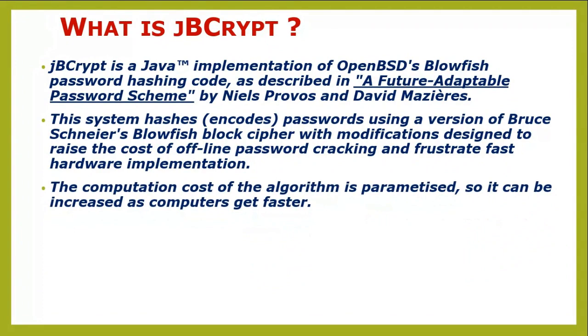The computation cost of the algorithm is parameterized, so it can be increased as computers get faster. Due to this, the computation cost can be widely increased day by day in this bcrypt library.